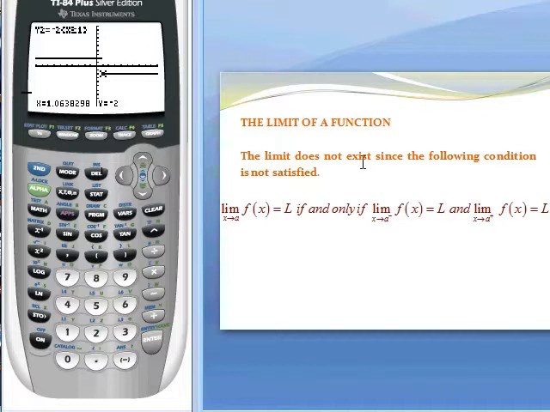The limit does not exist since the following condition is not satisfied. The limit as x goes to a of f of x is L, so it exists and it's L, if and only if the left-handed limit and the right-handed limit are the same. And in this case, they are not the same. Therefore, the limit does not exist.